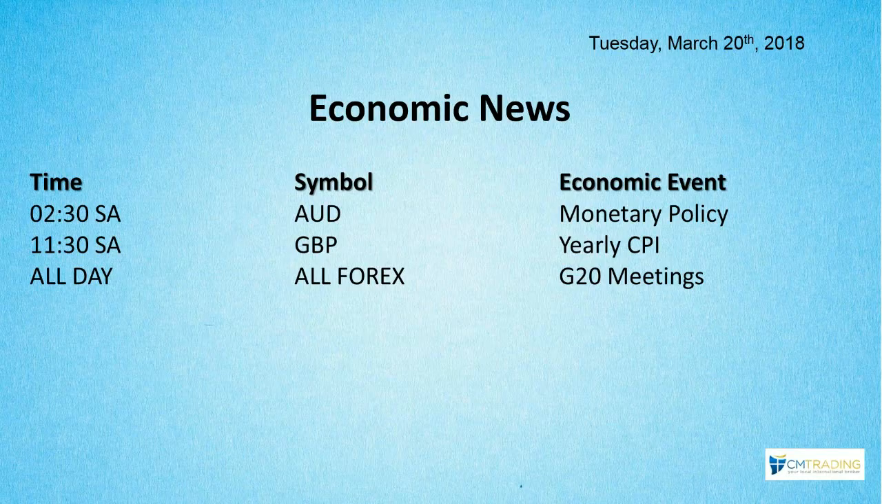So looking at the economic events of the day, earlier today out of Australia, we had a monetary policy that came out. We'll take a look at the Aussie dollar. And then later today, yearly CPI number coming out of United Kingdom. Now that's an important inflationary number that's coming out, so we'll take a look at that as well.